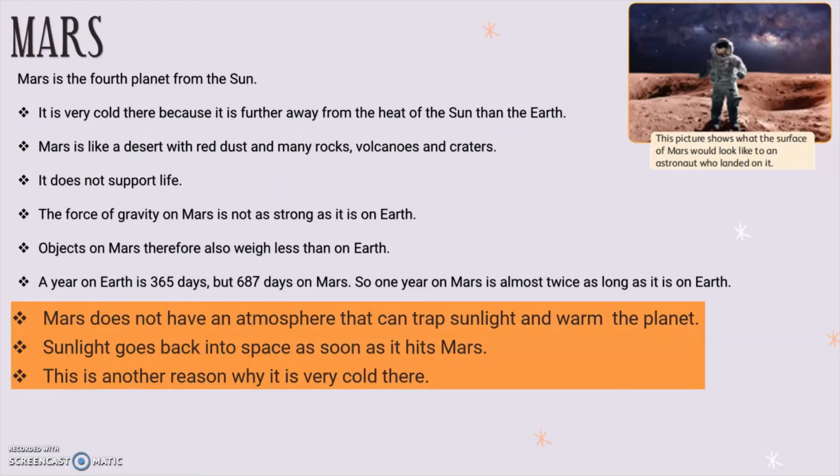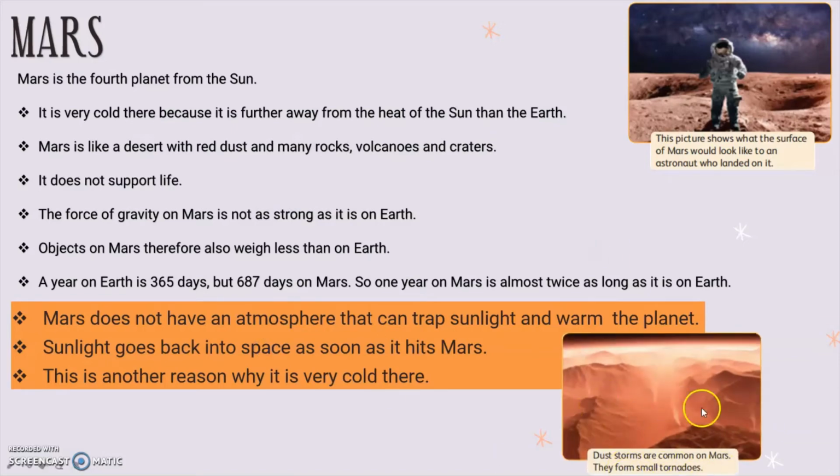Mars does not have an atmosphere that can trap sunlight and warm the planet. Like this, yeah? Sunlight goes back into space as it hits Mars. This is another reason why it is very cold there. Because Mars does not have enough sun, yeah? Dust storms are common on Mars. They form small tornadoes.